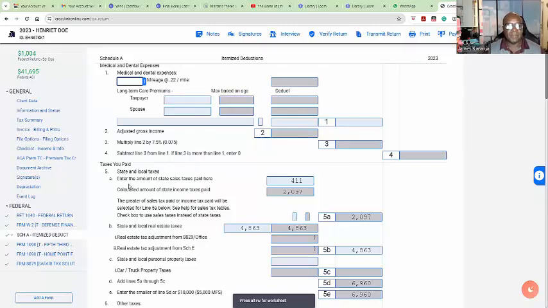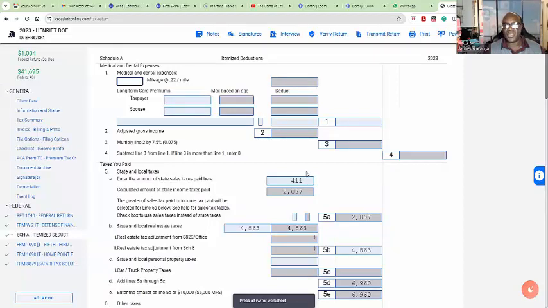Okay. Then you enter the state and local taxes. The state and local taxes, sales tax actually for her sales tax is 411. They are using that with Georgia's. How much Georgia I think is like 7% in sales tax.